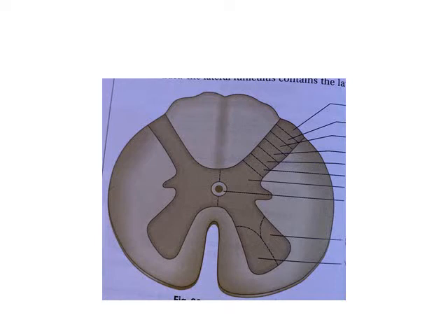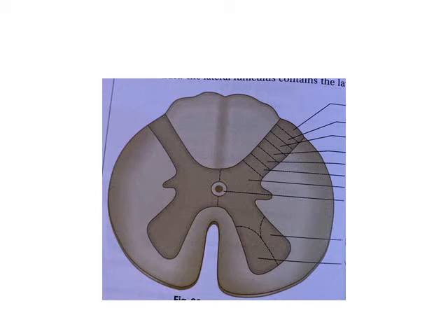The posterior horn is divided into laminae 1 to 6: 1, 2, 3, 4, 5 and 6. And lamina 2 and lamina 3 together form the substantia gelatinosa of Rolando.